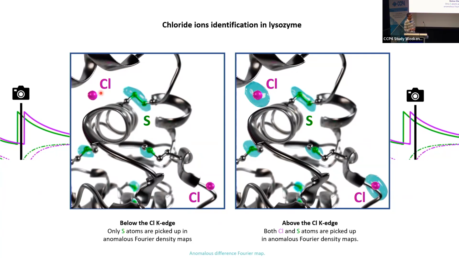So that's why it's quite important to select properly your wavelength or your energy for data collection, because that will basically allow you to check this anomalous difference map.